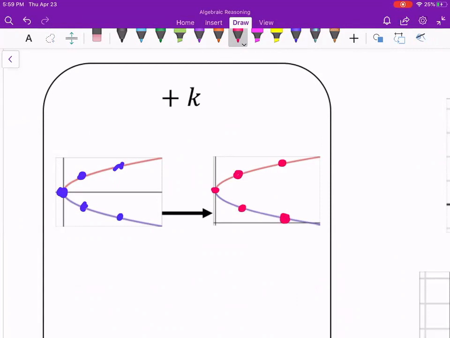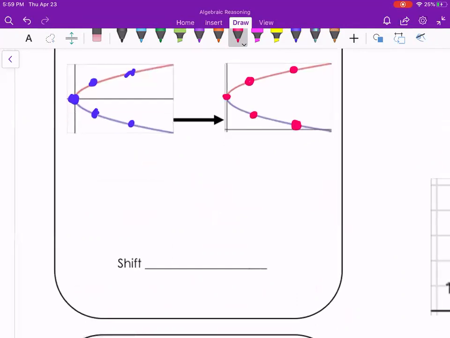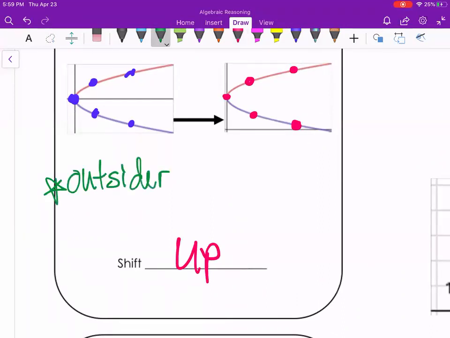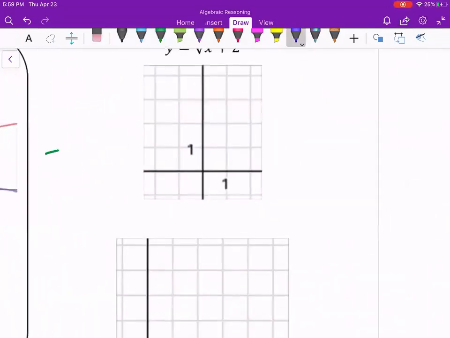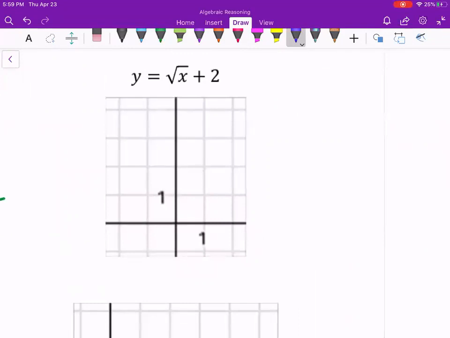A plus outside of those parentheses is still going to shift up because your outsiders are honest. So a plus outside of that square root or outside of the parentheses is still going to move up. So let's see what happens to our function here. All right, so we have our original one. Just a little off the grid here, but that's okay.